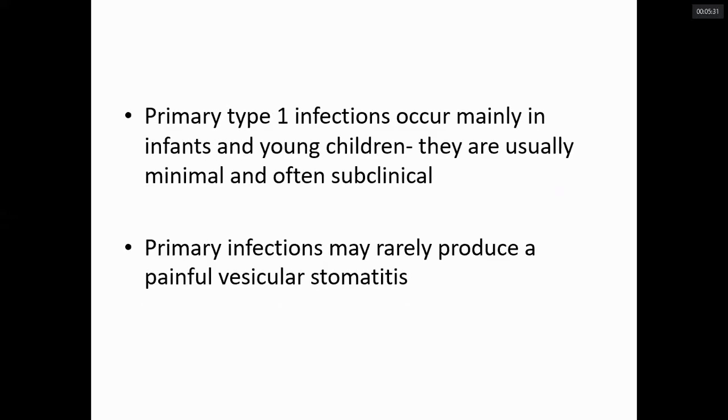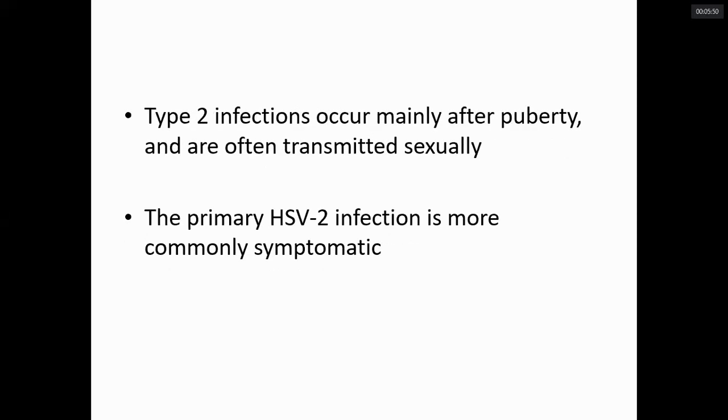Type 1 primary infection, that is the facial infection, occurs mainly in infants and young children. It is usually minimal and often subclinical. Primary infections may, however, rarely produce painful vesicular stomatitis in children. Type 2 infections occur mainly after puberty and are mainly transmitted sexually. Herpes simplex virus 2 infection is more commonly symptomatic than herpes simplex virus 1 infection.